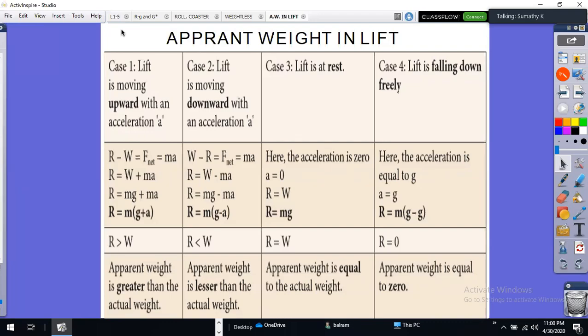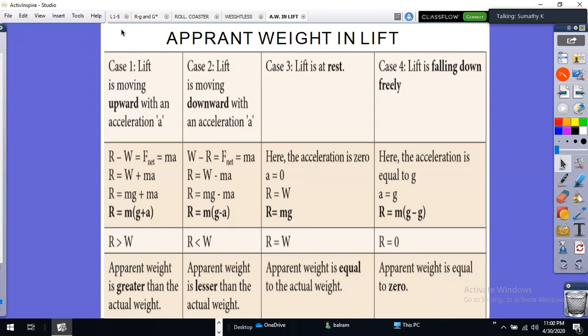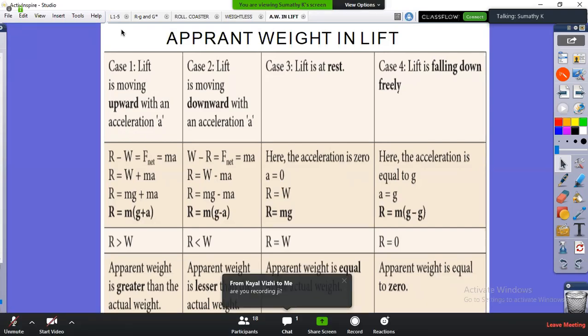Okay, the lift is moving downwards. What will happen? W minus R. So F net equals W minus R, R is equal to W minus ma. So R is equal to mg minus ma, that is m(g minus a). R is less than W. The apparent weight is less than the actual weight when the lift is moving downwards.